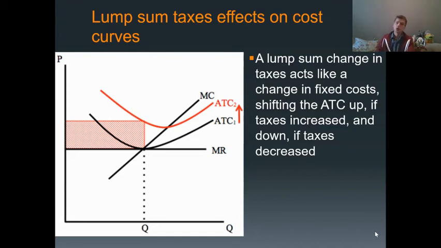You can ignore the MR curve here. That stands for marginal revenue, and we'll talk about that later on. For now, just know that a lump sum tax changes ATC and AFC only. Doesn't change your marginal cost.